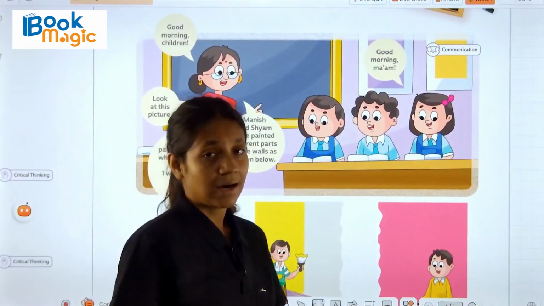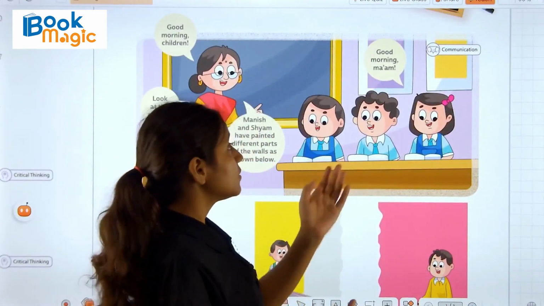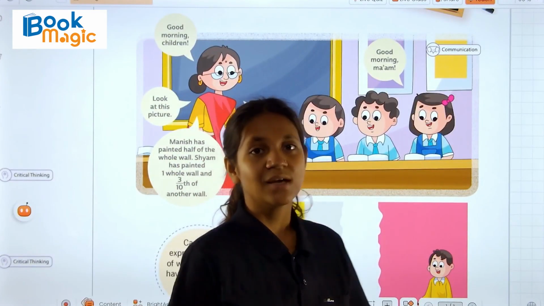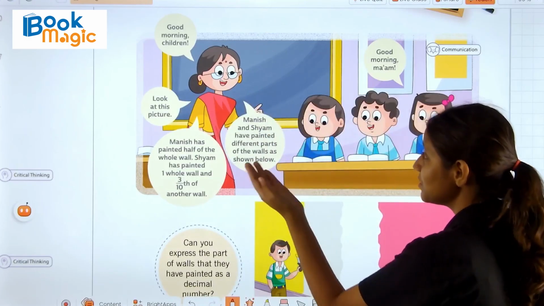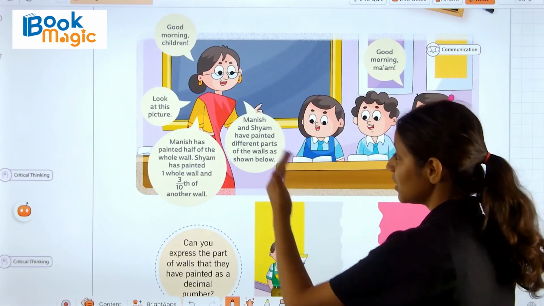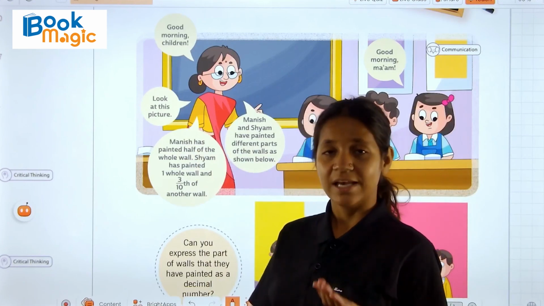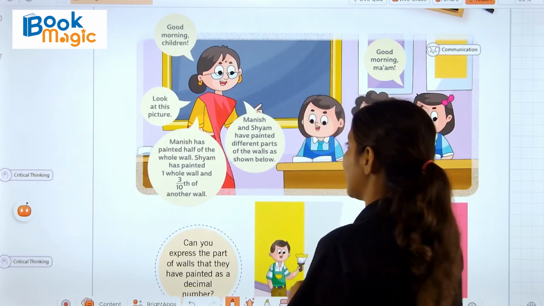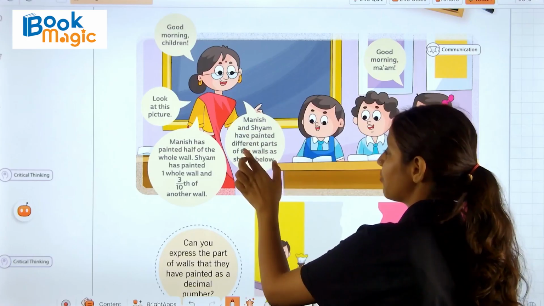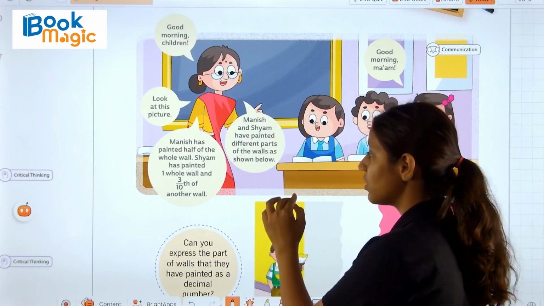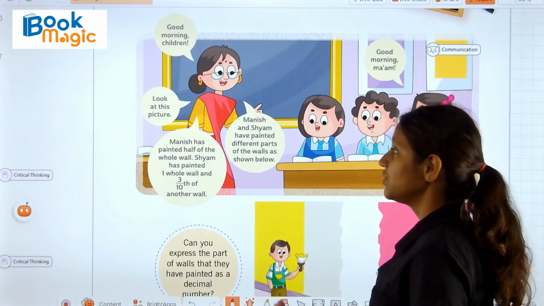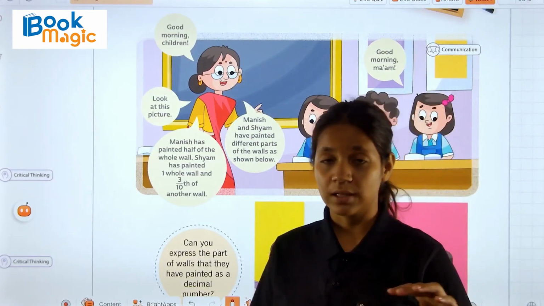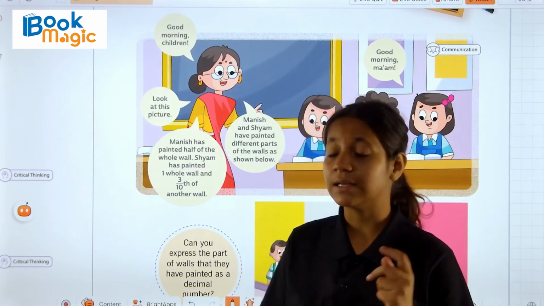In a class, students are saying, "Good morning, ma'am." Then, teacher replied, "Good morning, children. Look at this picture." Now, Manish and Shyam have painted different parts of the walls as shown below. Manish and Shyam ने एक wall के different parts को color किया है.